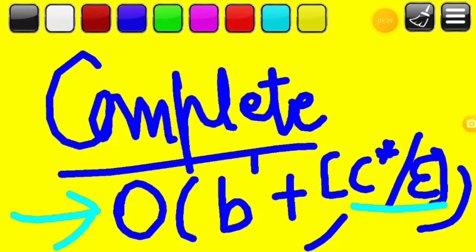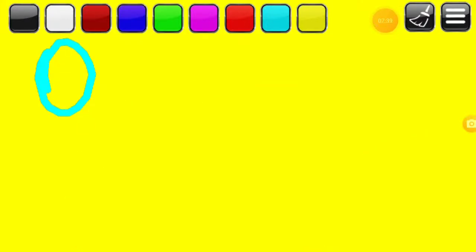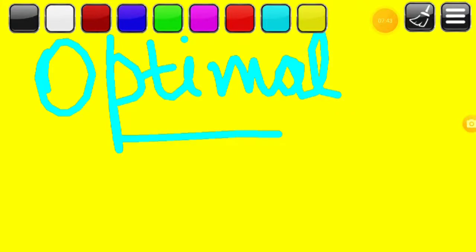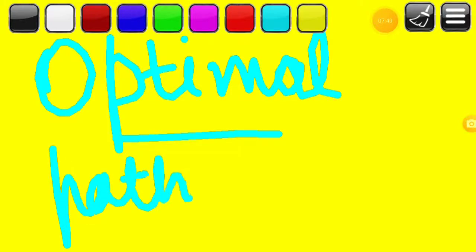And what will be the space complexity? The space complexity will be the same, because we are using the same logic for the worst case complexity. And the optimal solution: yes, this is optimal. Why is it optimal? Because it only selects the path with the lowest path cost.